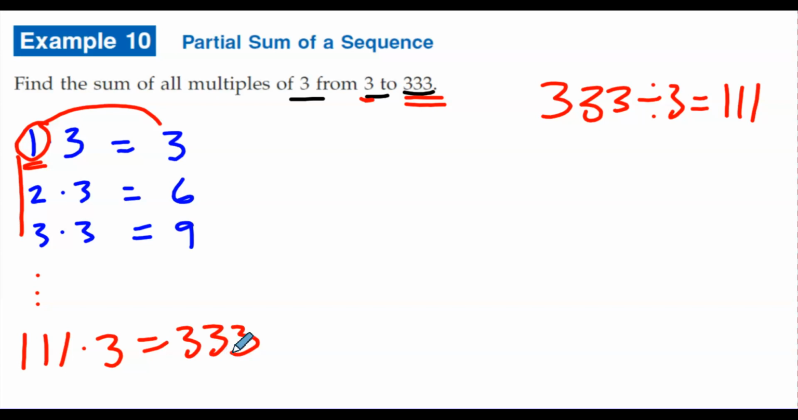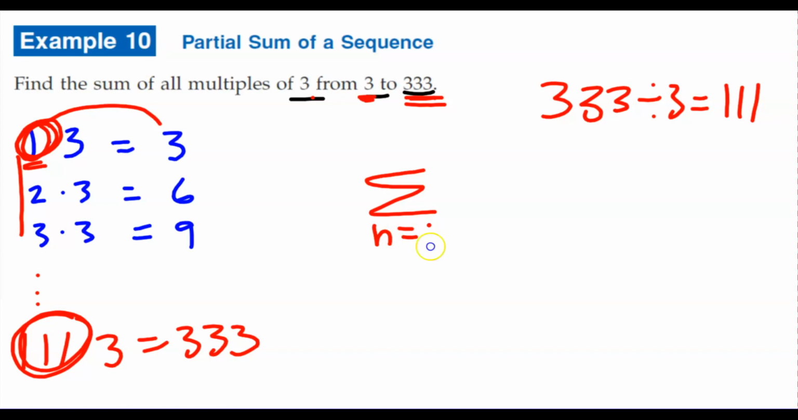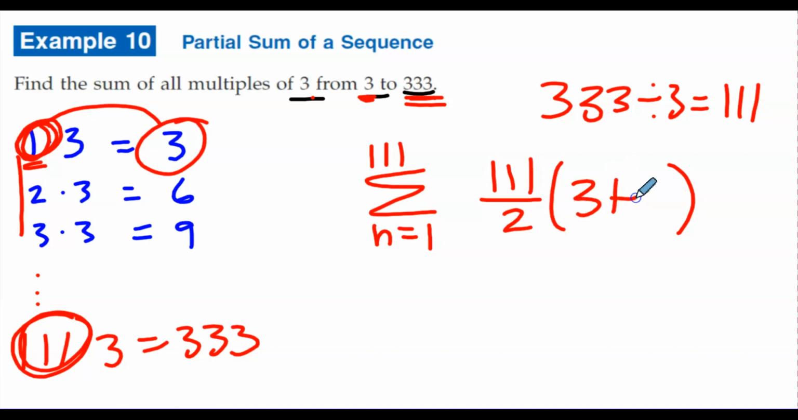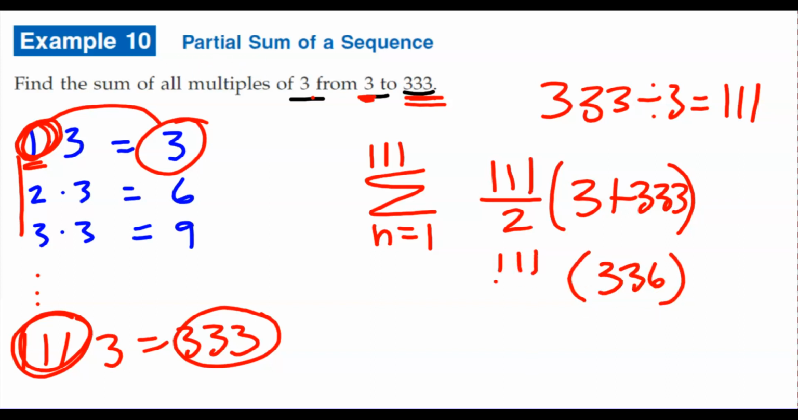So to find the sum of all the multiples of 3 from 3 to 333, it's really the first term all the way to the 111th term, and that looks like this. To figure that out, I'm going to take the total number of terms, 111, divide it by 2, and then multiply that by the first term, which is 3, added to the last term, which is 333. 3 plus 333 is 336. Multiplied by 111 divided by 2. You can use a calculator or you can reduce, but your answer comes out to be 18,648.